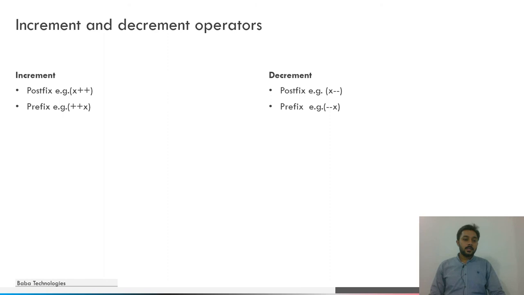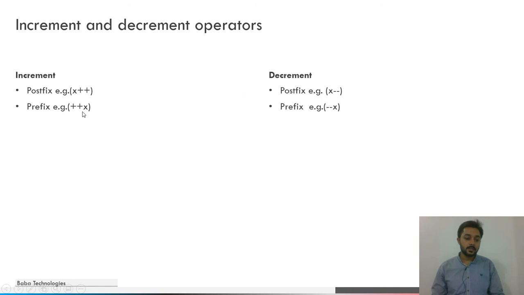The next is the increment and decrement operators. We will discuss them theoretically, and after that we will perform them on the programming platform. The increment operator means when we increase any value. Postfix means if we have a value, suppose 2 in x, then it gets the value 2 first and then adds 1. And the prefix: first of all the addition of 1 happens, and then we get the value of x.